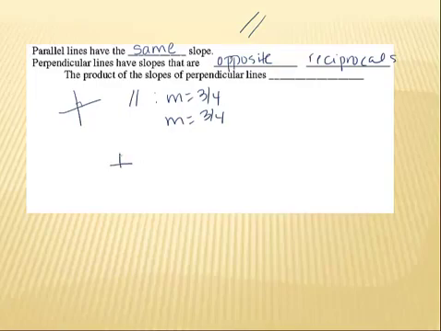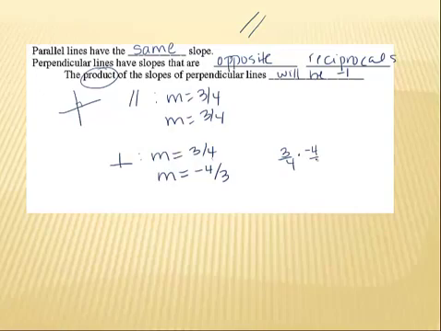Perpendicular lines, here's your symbol for perpendicular. If one slope is 3/4, then the perpendicular slope would be -4/3. So you flip it and make it the opposite sign. So if we were to multiply the slopes of these two perpendiculars, our answer would be -1. Let's check it. 3/4 times -4/3 is -12/12, which is -1.